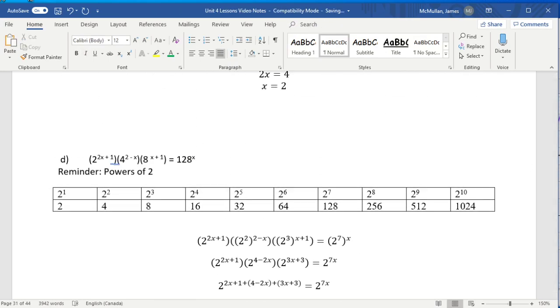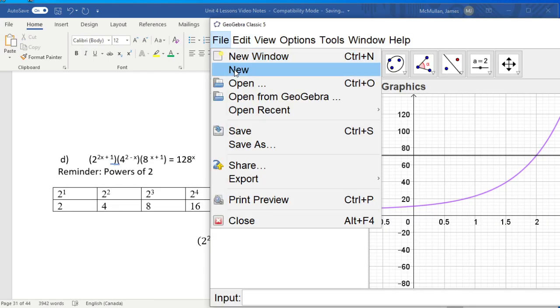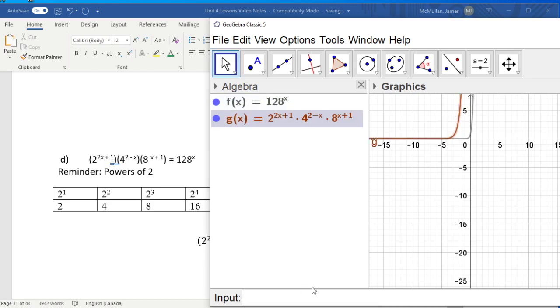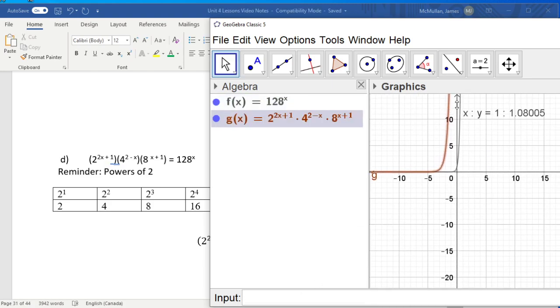Again, let's take a second to check this one. The graph will look kind of strange with 128 to the power of x, but okay, so that's one function. The other function is 2 to the power of 2x plus 1 times 4 to the power of 2 minus x times 8 to the power of x plus 1. Okay, so that's what we have.